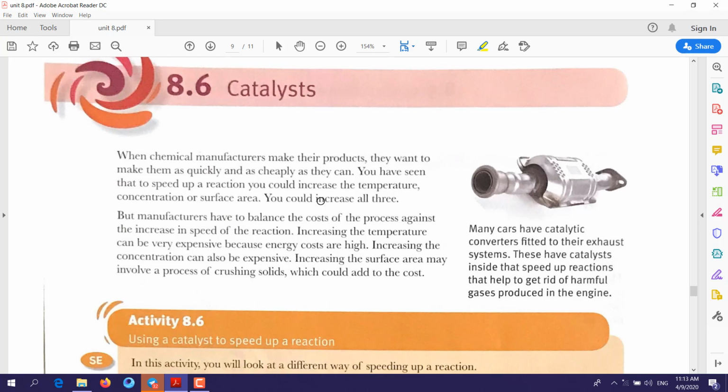Okay, what do you mean by without changing in its structure? Here we are talking about the catalyst. When it participates in the chemical reaction, it just makes the chemical reaction faster. Nothing will happen to the catalyst. Nothing will happen to the structure of the catalyst. Okay.